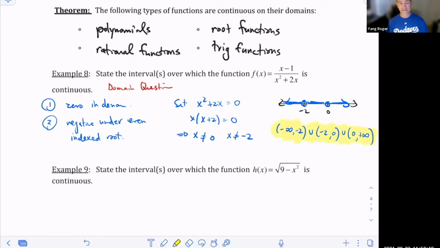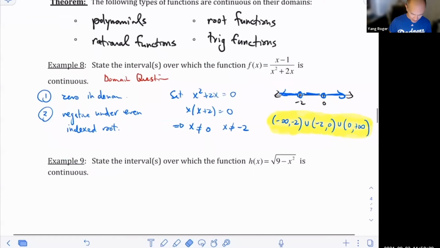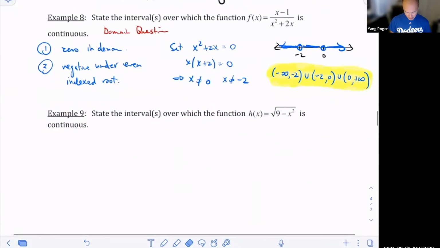All right. So let's take a look at example 9. In the first example, we had a 0 in the denominator. In this second example, I hope you can see we have a square root here. The index is 2, because there's nothing written there, so we assume the index is 2. And this is when we have to worry about a negative under the even indexed root.